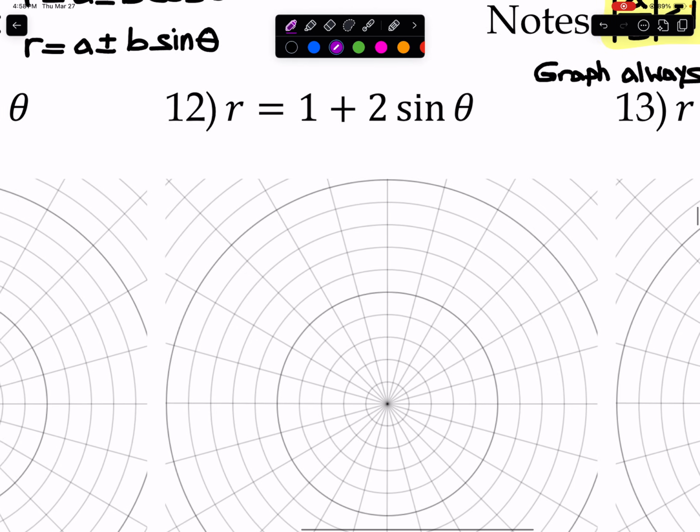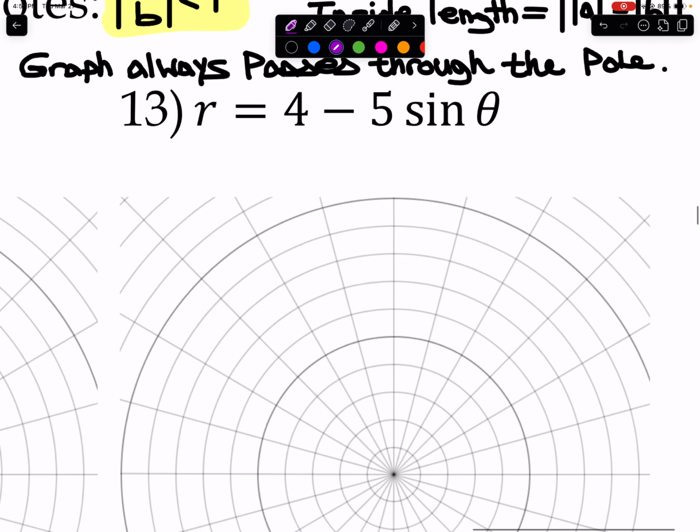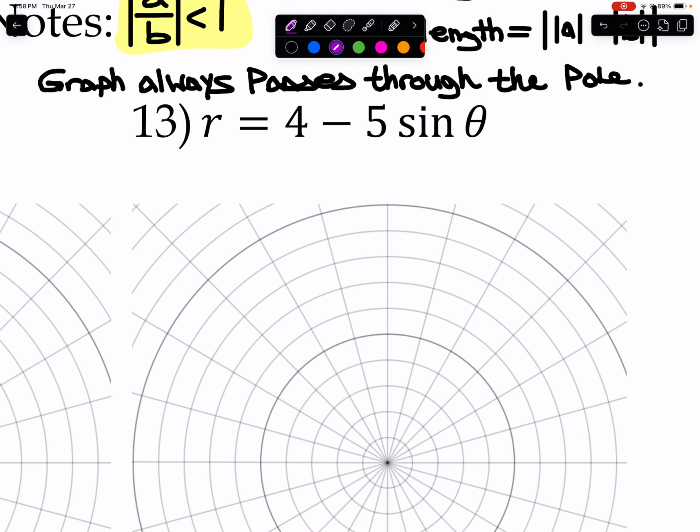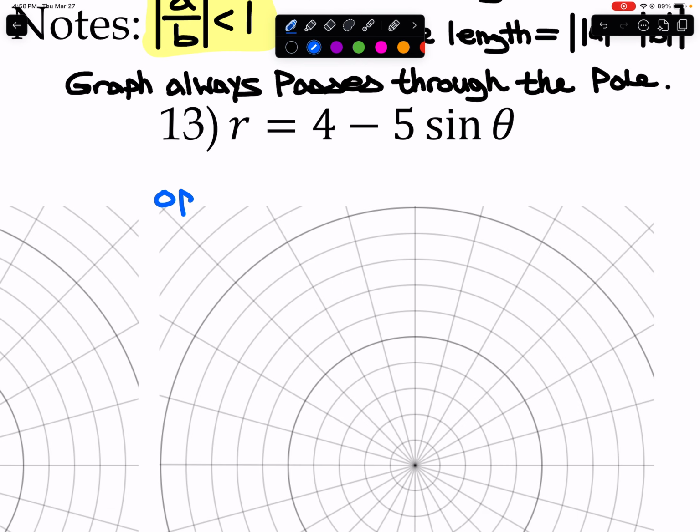Now over here, let's do number 13. So I have a negative sine graph, which tells me this is going to open down.